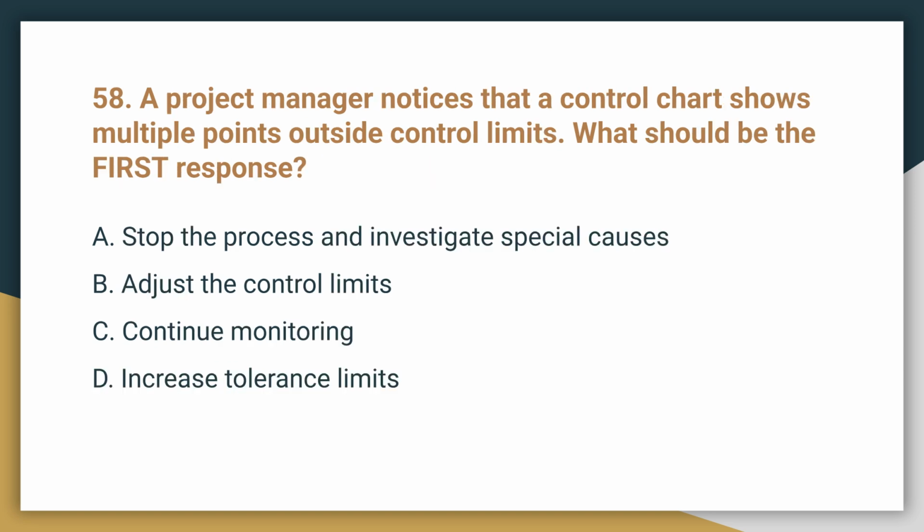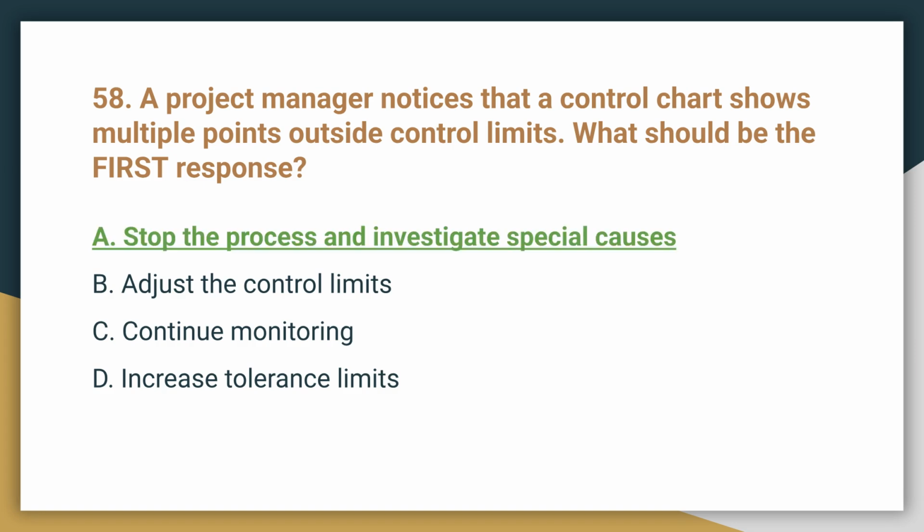Question 58. A project manager notices that a control chart shows multiple points outside control limits. What should be the first response? The first response should be A. Stop the process and investigate special causes. Points outside limits indicate the process is out of control and needs immediate attention.